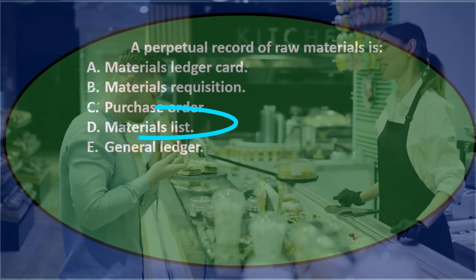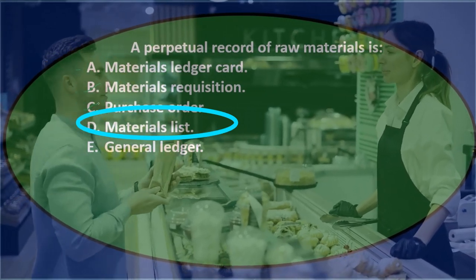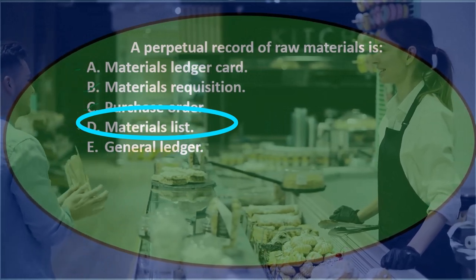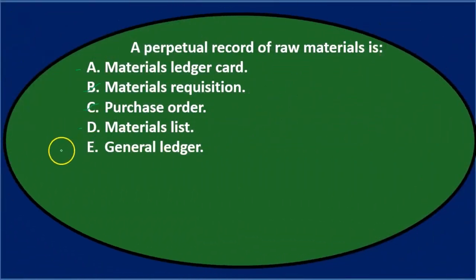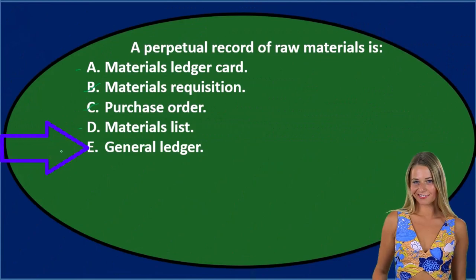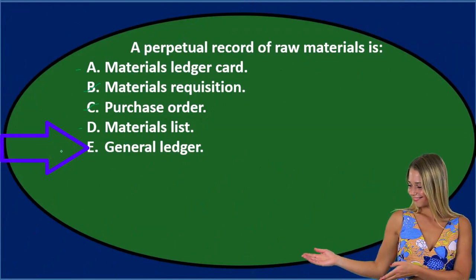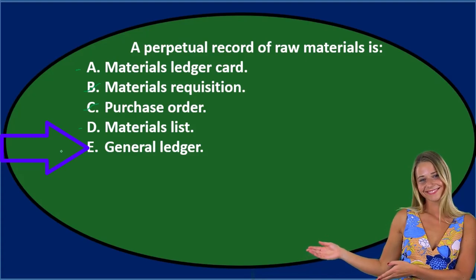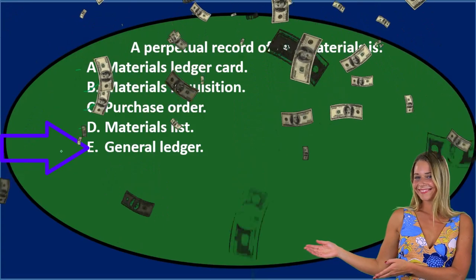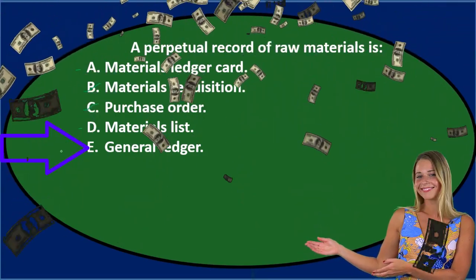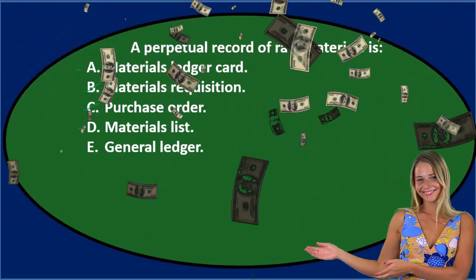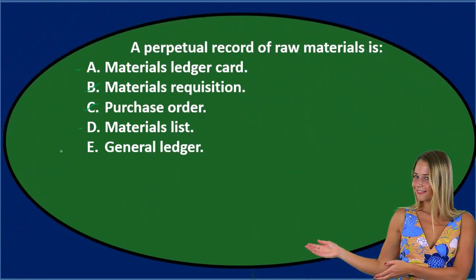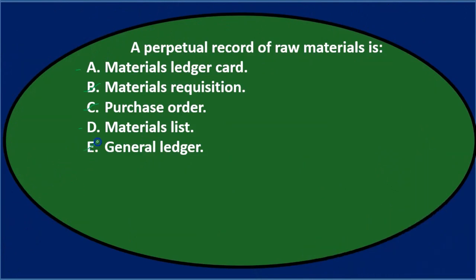D says materials list. That sounds kind of reasonable. It's going to be a list of materials. Could be a perpetual list of materials. And then E says the general ledger. The general ledger will be kind of a perpetual ledger in some case, but it's not really a subsidiary ledger, which we would think of that we would need for inventory. Every account has a general ledger that gives the detail by date. What we really need is the detail by cost of inventory, tracking inventory items. We need some kind of subsidiary ledger. So I don't think it's E.